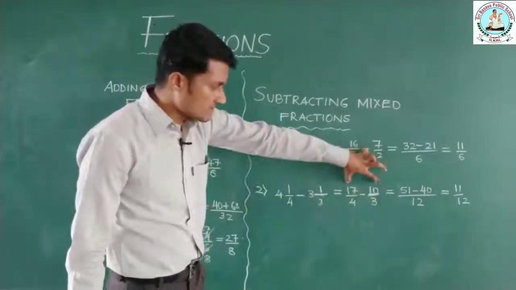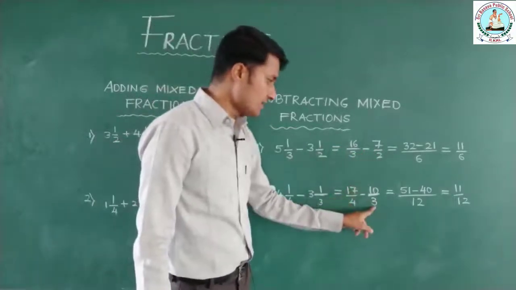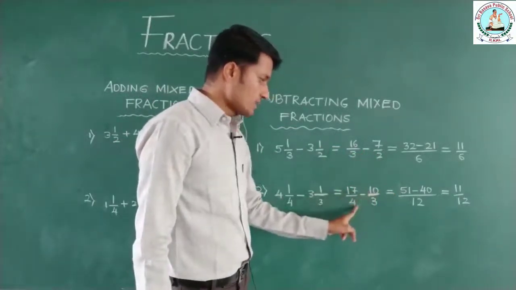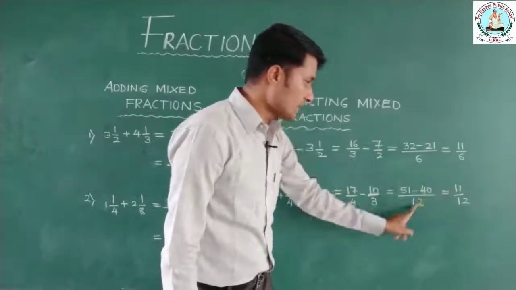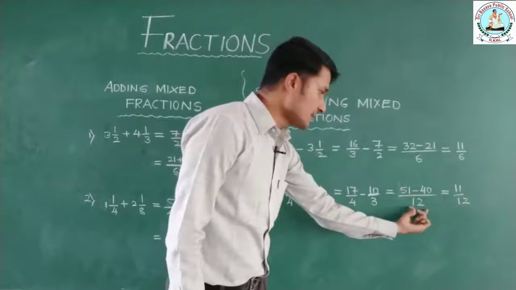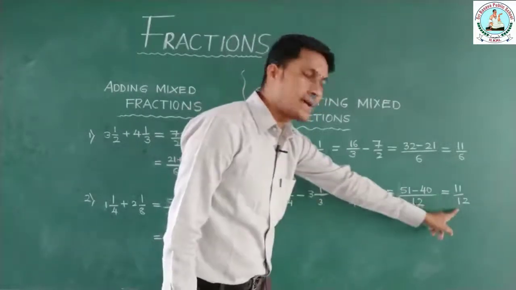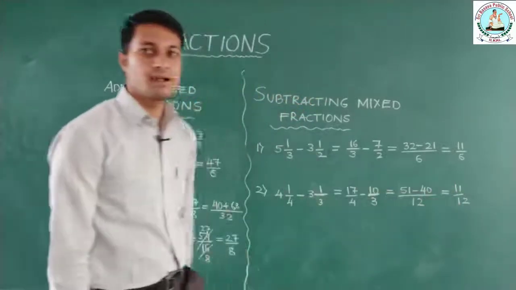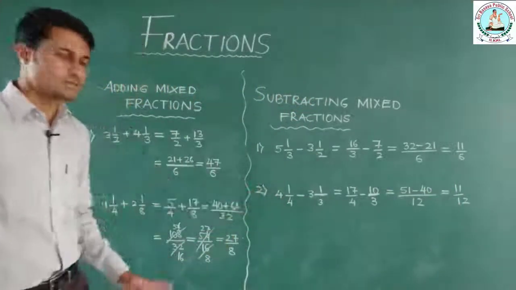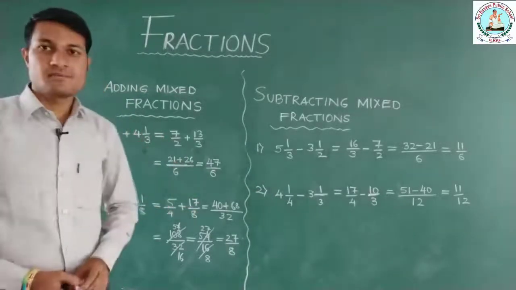Now it is subtraction of unlike fractions. Just do cross multiplication first. 17 3s are 51, 10 4s are 40. So 51 minus 40 will be 11, and 12 as it is, and this 12 is the product of these two: 4 3s are 12. So 11 by 12 is the simplified answer of this. So this is how we can subtract the mixed fractions, and we are going to add the mixed fractions.